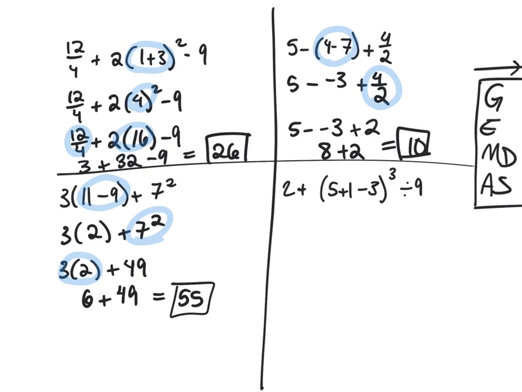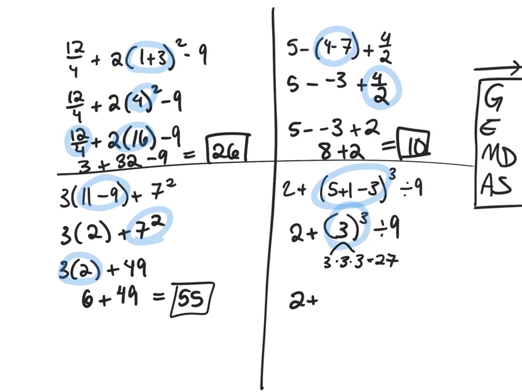Cool. We've only got one left now, and we're going to follow the exact same procedure. So we're going to start with those grouping symbols, or parentheses. In this case, we have 5 plus 1 minus 3. Let's see, 5 plus 1 is 6. And 6 minus 3 is 3. Let's bring down the rest of the problem. All right, let's look for any exponents. We do have one right there. 3 to the power of 3 is going to be 3 times 3 times 3. Let's see, 3 times 3 is 9, and 9 times 3 is 27.